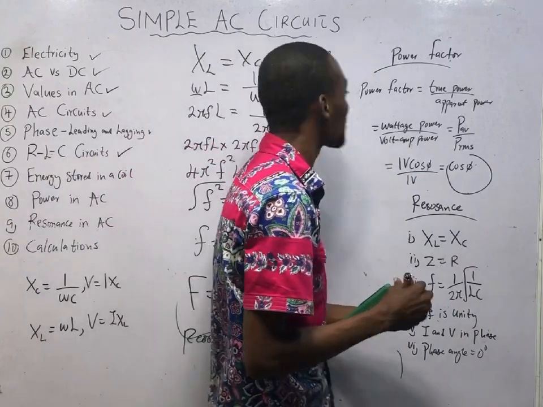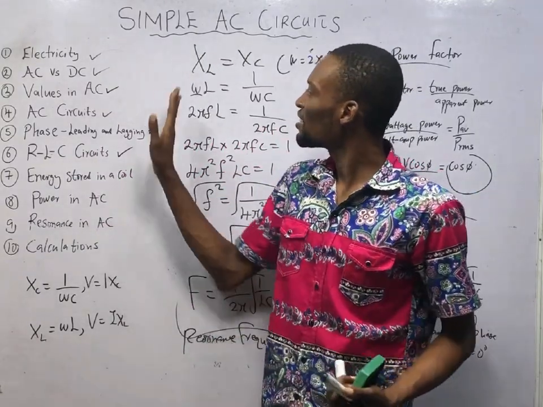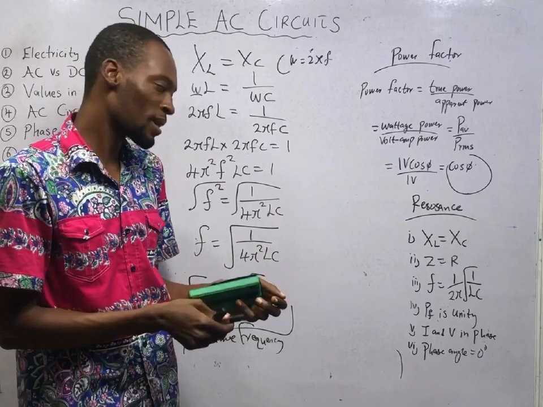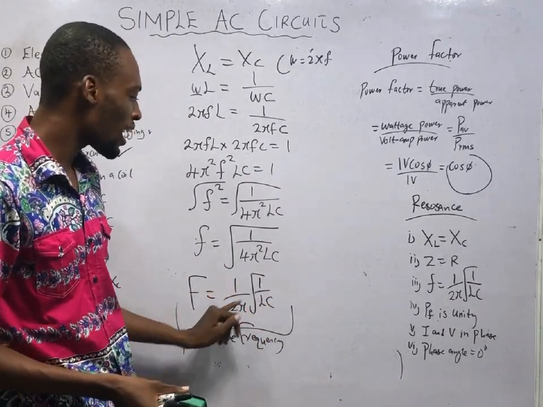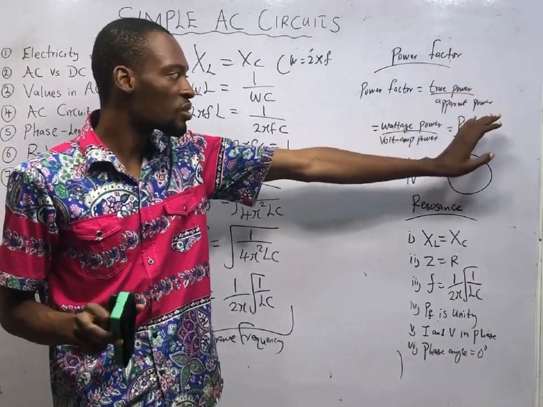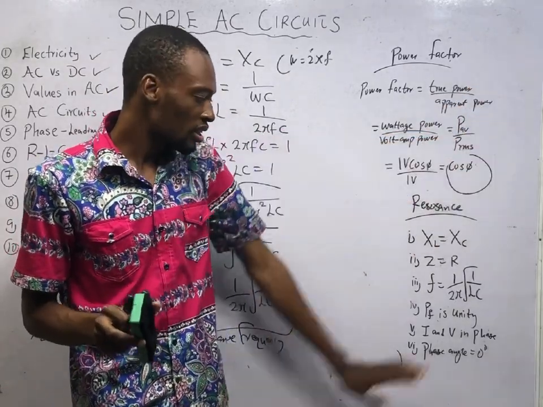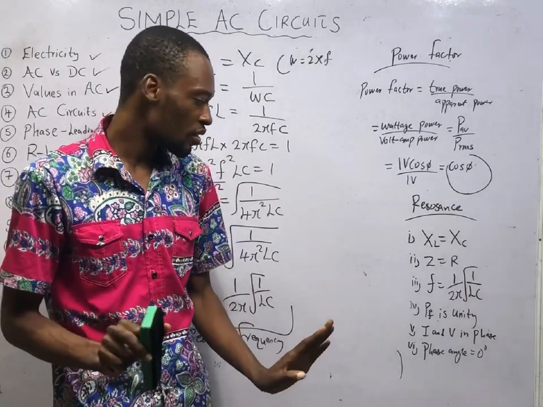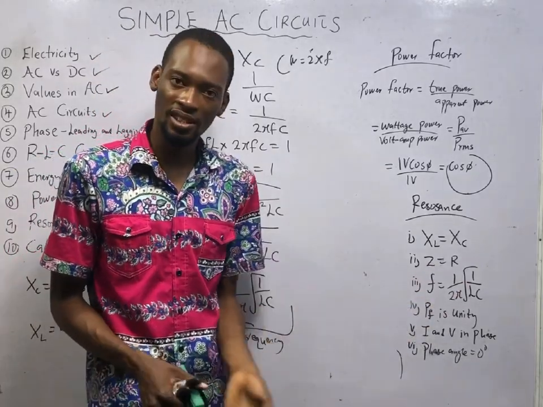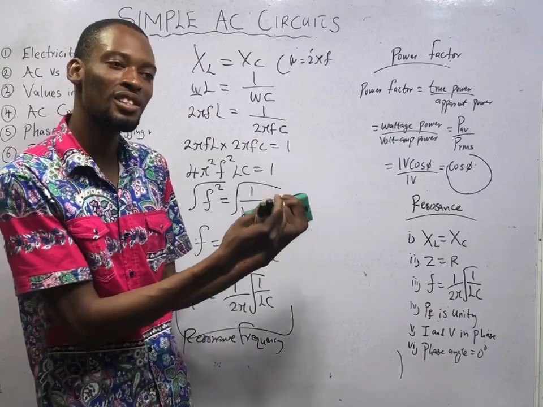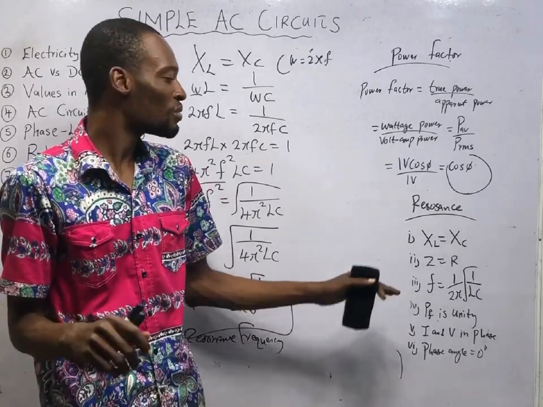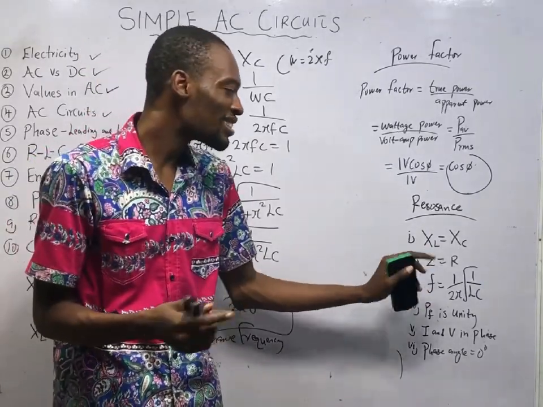What is resonance frequency? Resonance frequency is the frequency at which the inductive reactance is equal to capacitive reactance. So at resonance, inductive reactance is equal to capacitive reactance. f is equal to 1 over 2π root 1 over LC. Power factor is unity, is 1, which means at resonance, the true power is equal to the apparent power. And at resonance, current and voltage are in phase, or the phase angle is 0 degrees. And at resonance, the impedance is equal to the resistance, because for impedance, you have the square root of the square of XL minus XC. If they cancel out, you have 0, which means you are left with only resistance in the circuit. So impedance is equal to resistance.